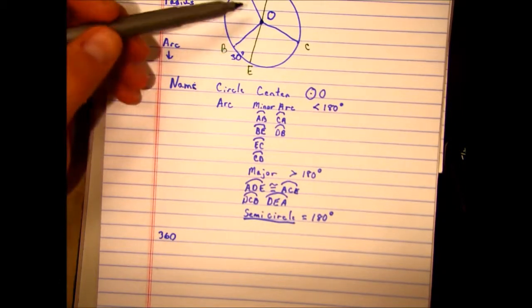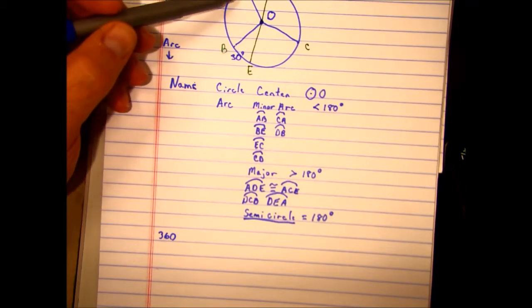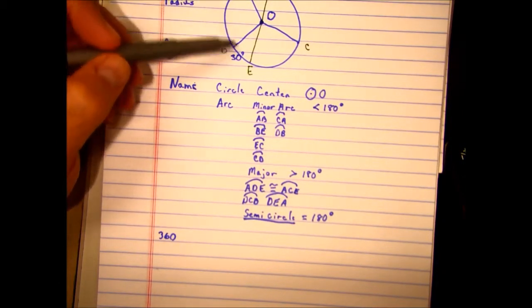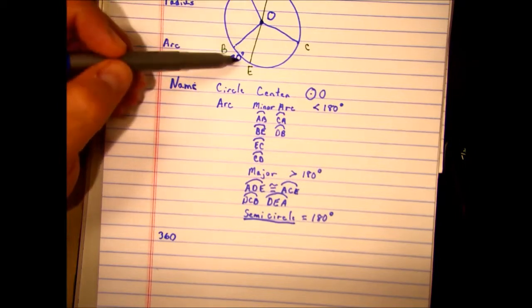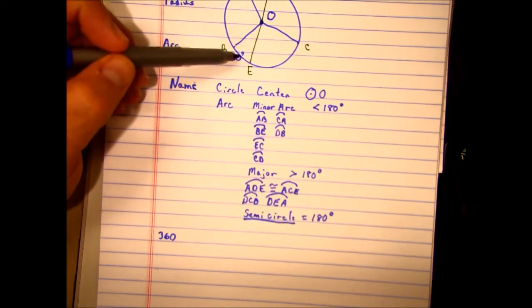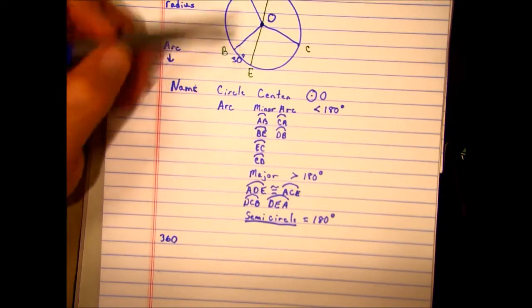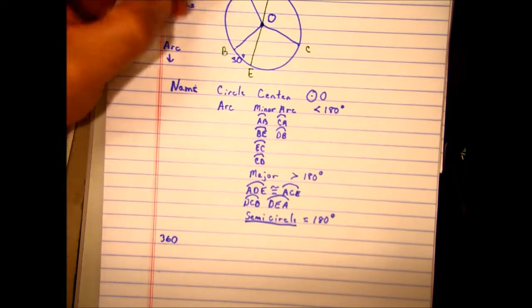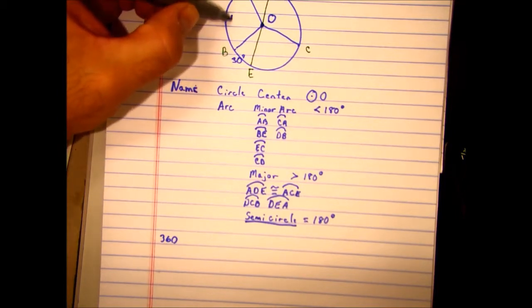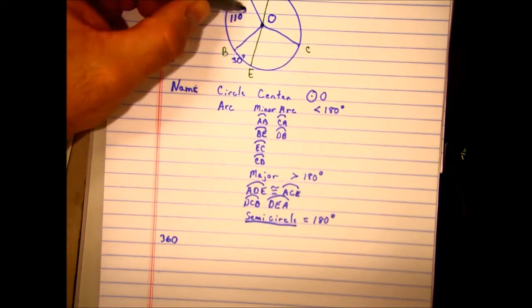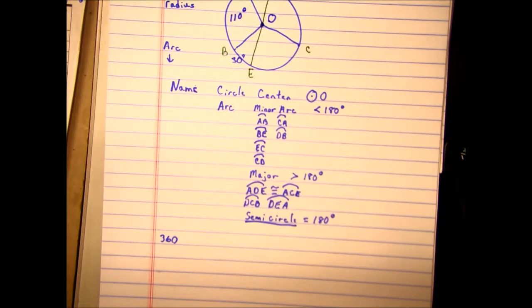So I would say to you, what is this arc measurement A to B? Well, 40 and 30 is 70. I know this is a semicircle, which is 180. If I know 70 of it, that means this piece must be 110. So you're using the measurements of 360, 180, and 90 to try and find the other pieces.